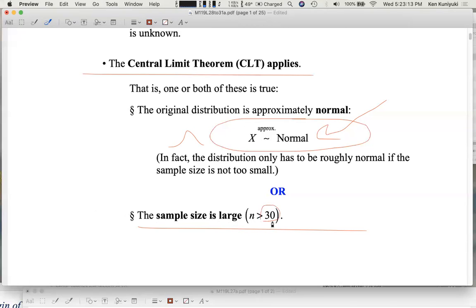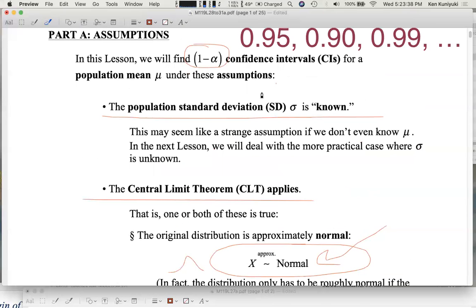The 30 does not come from algebra. It just comes from practical observation. But in order for the CLT to apply, we either have to start with a Big Daddy distribution that's about normal, or in the absence of that, or if you're not sure what distribution you're starting with, then you'll need to rely on a large sample size in order for us to be allowed to apply the central limit theorem. So again, in this section, we're trying to find confidence intervals for a population mean, where the population standard deviation is presumed known, and the CLT applies.